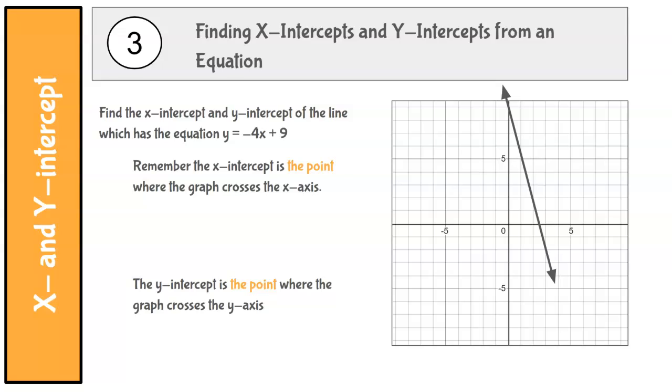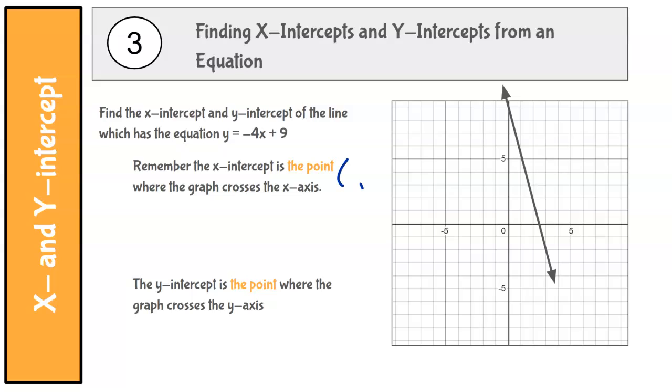Find the x and y-intercept of the line which has an equation y equals negative 4x plus 9. On the previous example, the equation was in standard form, which is actually pretty nice for finding the x and y-intercepts. This one is in slope-intercept form. So we can already tell what the y-intercept is going to be, but we're going to use this same method to figure it out. The x-intercept is a little bit more of a mystery.